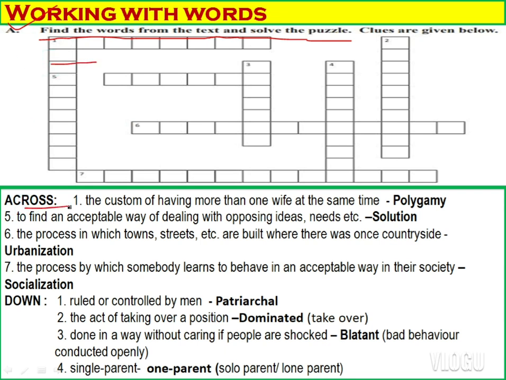Across: in the custom of having more than one wife at the same time. धेरै एउटा भन्दा बढी वाइफ राख्नु जसलाई polygamy भन्छ miss. And to find an acceptable way of dealing with opposing ideas, needs, that means solutions. The process in which towns, streets, etc. are built where there was once only countryside, urbanization. The process by which somebody learns to behave in an acceptable way in their society, socialization.